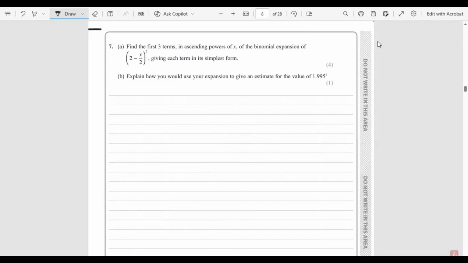Hi everyone. So in this video, we're going to work through a Year 12 binomial expansion question from the AS sample paper. Part A of the question says, find the first three terms in ascending powers of x of the binomial expansion (2 - x/2)^7, giving each term in its simplest form.